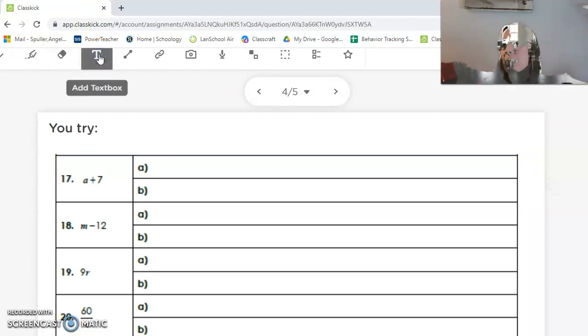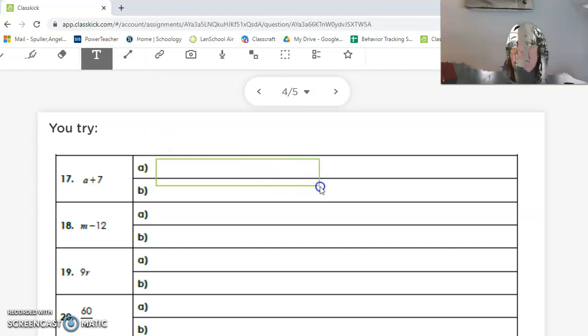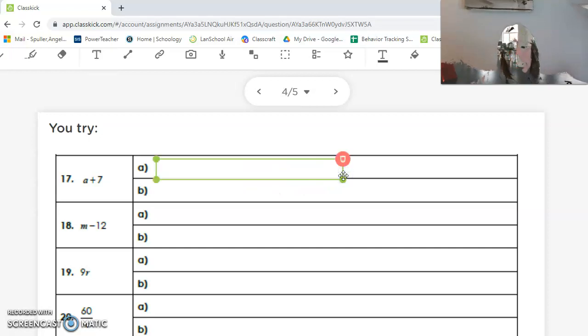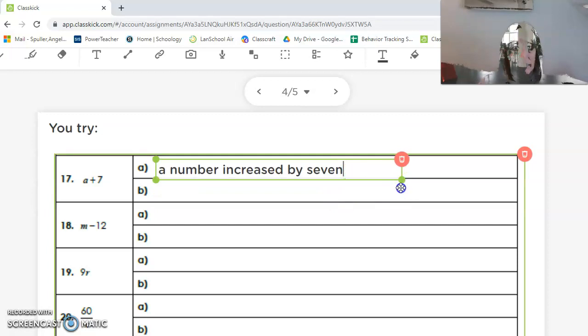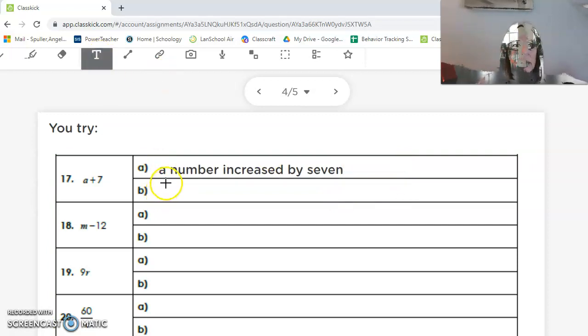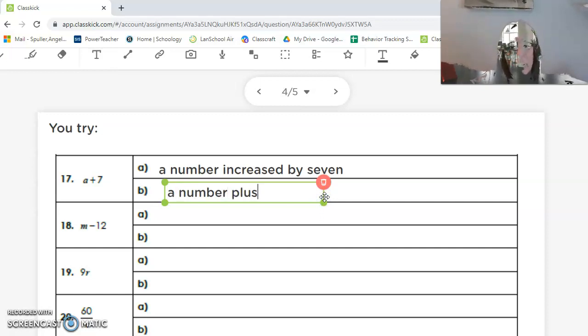Okay, so your answers may not be the same as mine. Just make sure you used your notes and those keywords and phrases. I'm going to show you some other ways. You may have the same as me, or you may have something different than me. So here we have a number increased by 7. We can also say a number plus 7.